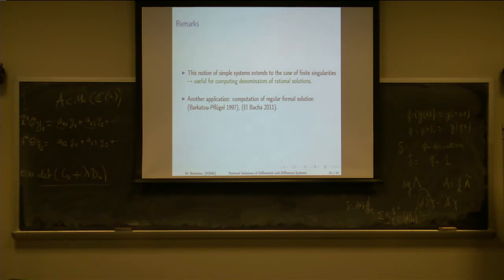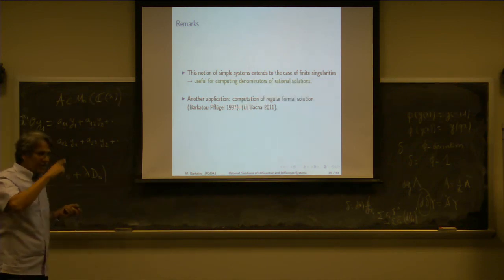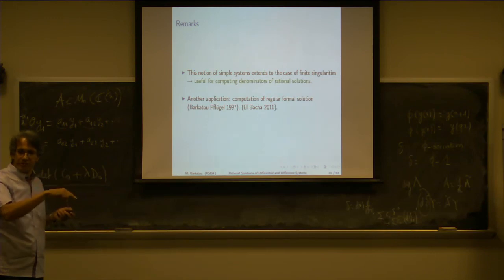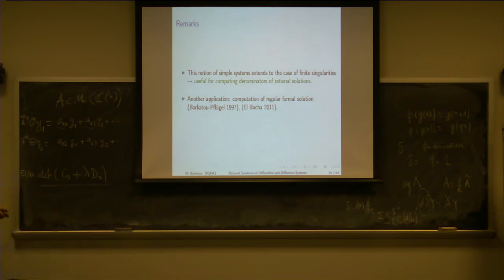Anyway, this notion of simple system extends to finite singularities. Remember that to find rational solutions, we need to know the poles and their orders of any solution. This is what I call the universal denominator. In the differential case, these orders are given by looking at each singularity. Singularities of solutions are singularities of the coefficients, and getting the local exponents. So you need to transform at each singularity to a simple system and get this information. So this notion is useful for computing the denominator of rational solutions.